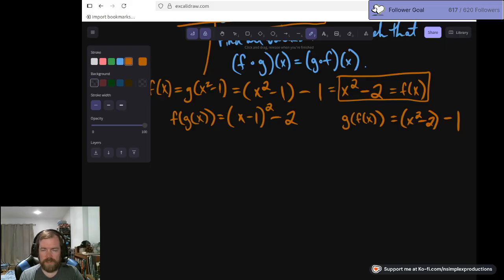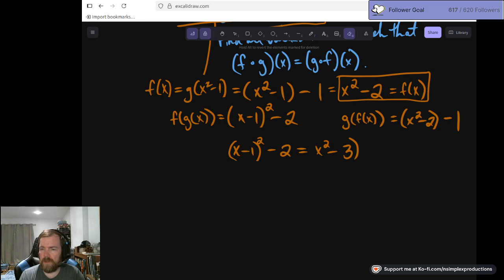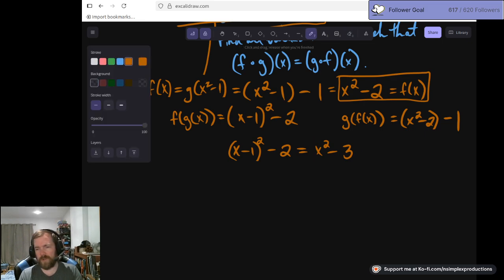So now we want to know when these two things are equal. So x minus 1 squared minus 2 is going to be equal to x squared minus 2 minus 1, which is x squared minus 3. Well, we don't really need the parentheses there. There's nothing that we're doing that's actually going to separate those terms. All right. We're going to multiply out x minus 1 squared. We end up with x squared minus 2x plus 1 minus 2 is equal to x squared minus 3.